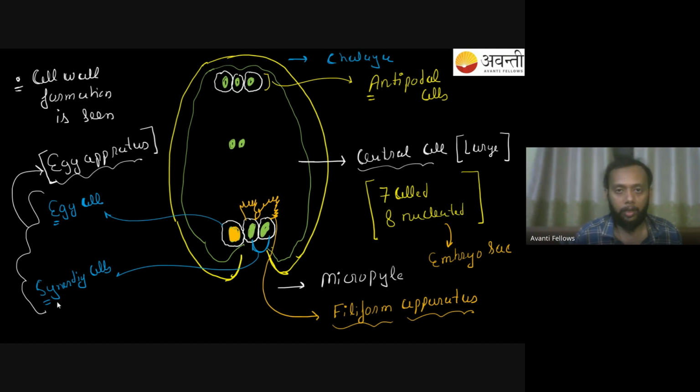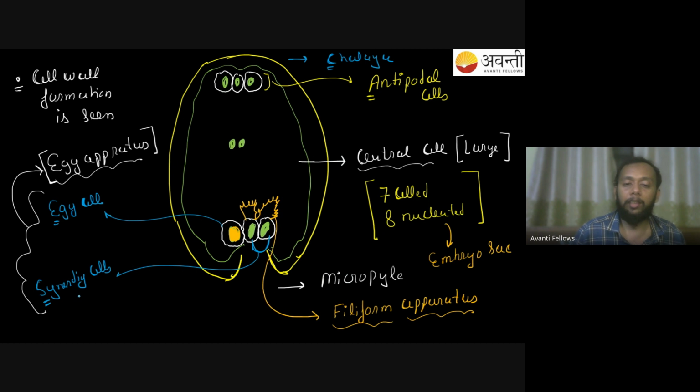Okay, got it. Right. So once this 7-celled and 8-nucleate structure has been formed, which is called my embryo sac, now we have to name them. The 3 cells at the chalazal end are called my antipodal cells. Then you have 3 cells at the bottom. Out of those 3 cells, 2 cells are called my synergid cells.